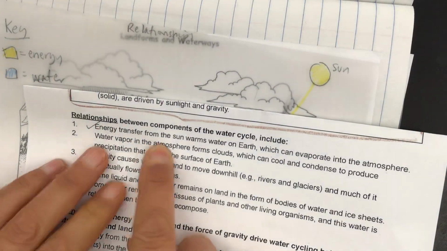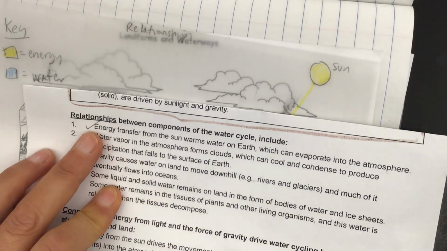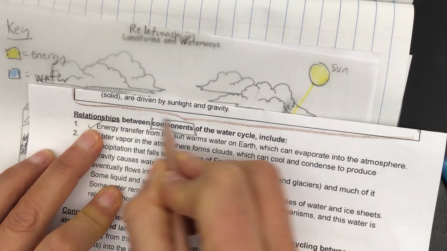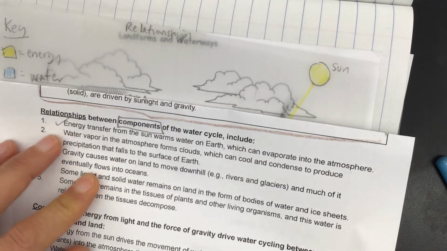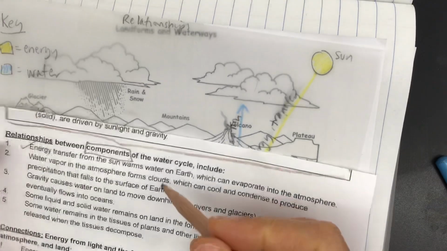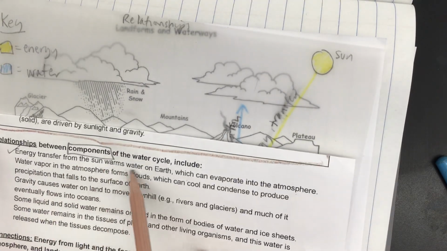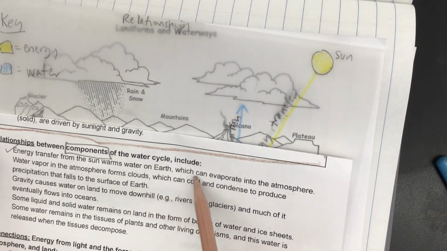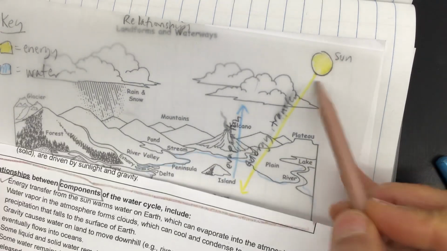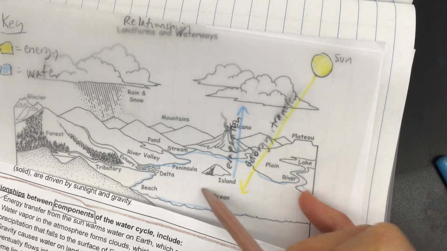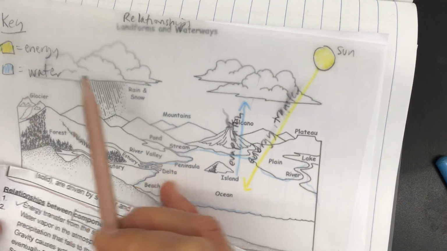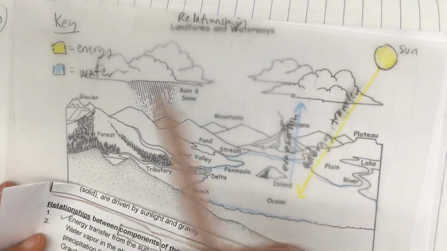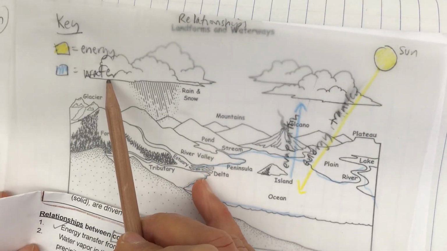So I'm looking here at relationships. These are components of the water cycle. So I'm going to read the one from yesterday. Energy transfer from the sun warms water on Earth, which can evaporate in the atmosphere. So we had sun, energy transfer, warms the water, evaporates. And we added in a key of energy and water.